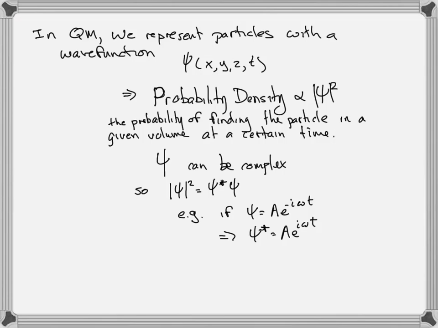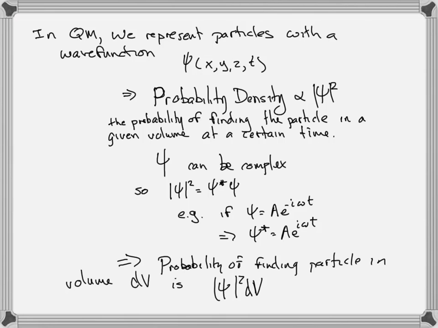And then, since this is a probability density, which is the probability of finding the particle in a given volume at a certain time, it's probability per unit volume. Therefore, the probability of finding a particle in a small volume dV is just psi squared dV. So probability density, in case it wasn't clear, is probability per unit volume. So to find it in a certain volume dV is psi squared dV.